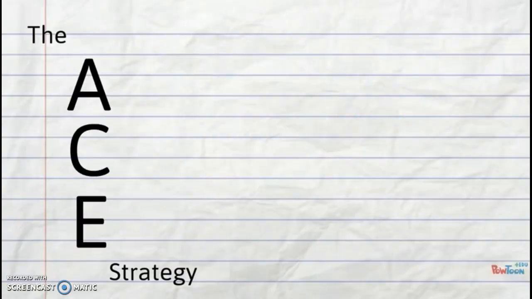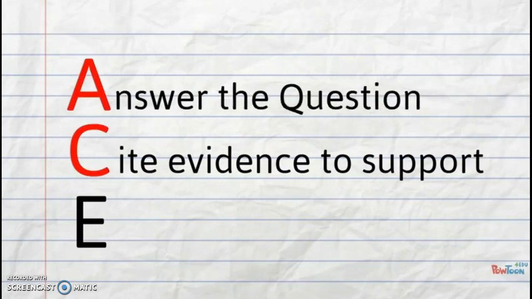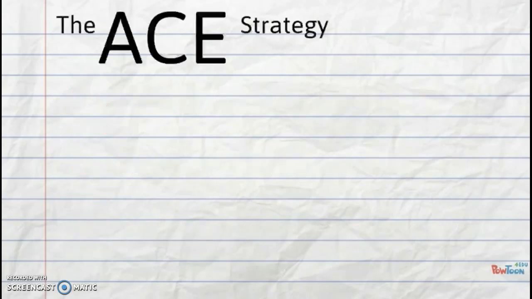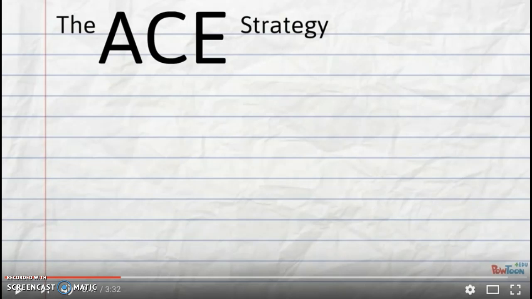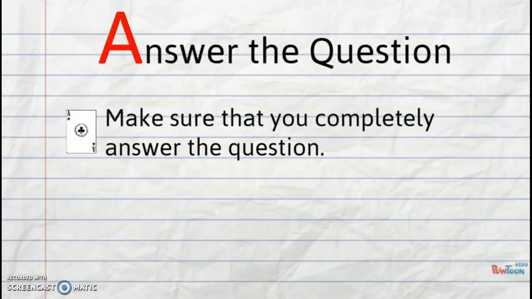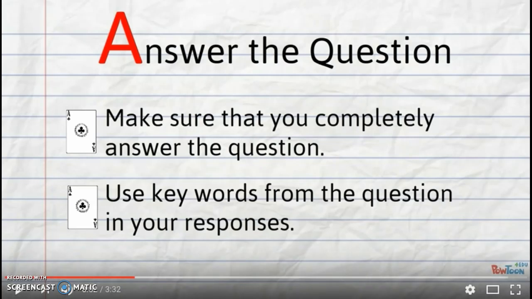So ACE. First, A, you answer the question. C, cite evidence to support. And E, explain your answer. So the ACE strategy is an acronym that is split up into the letters A, C, and E. All right? So A, answer the question. Make sure that you completely answer the question and use keywords from the question in your responses.